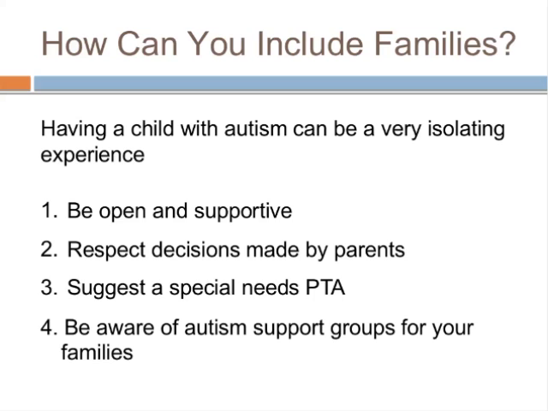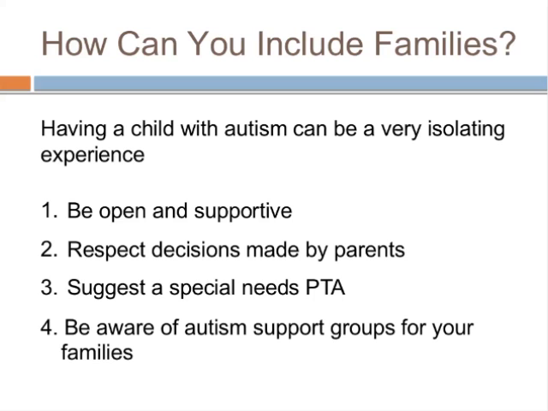Number 2, respect decisions made by parents. Sometimes parents of kids with autism try different things. There's a lot of different things out there, diets and vitamins and non-traditional therapies. And these are all done to help their children, and sometimes these things sound a little bit kooky to you. They might not be what you would do, and they might not have any scientific research behind them. But until you have a child that has a disorder to which there is no cure and nobody can tell you how they got it, you really have to respect the decisions made by the parents of those children.